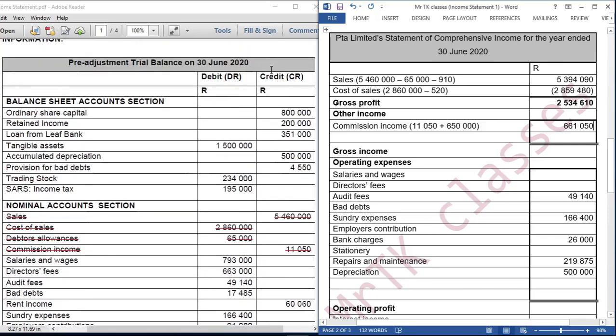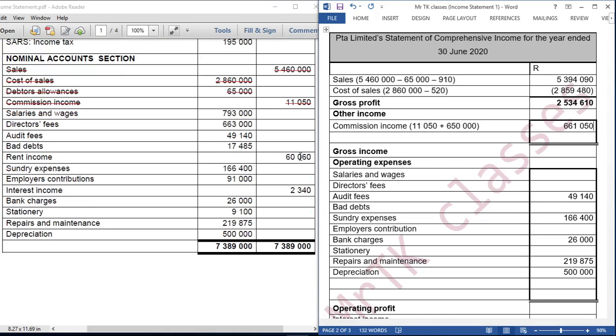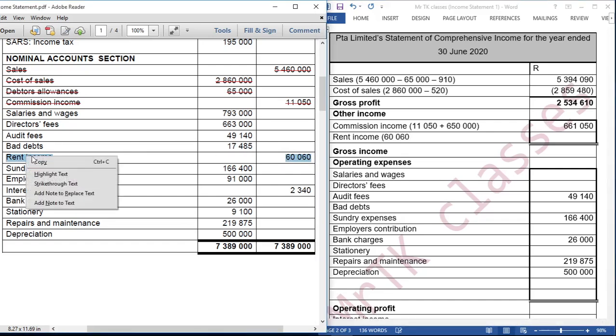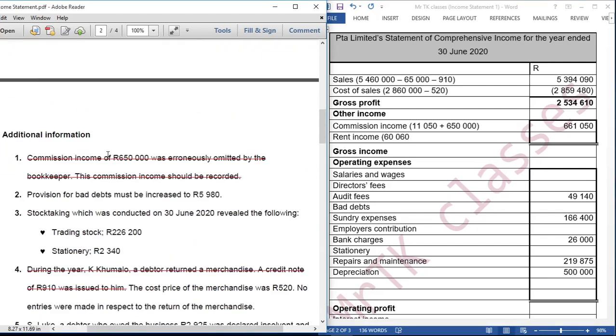Do we have any other income? If you are given a trial balance, it is easy to look for income. You check your credit column. We can see that we have rent income here. Our rent income is 60,060.